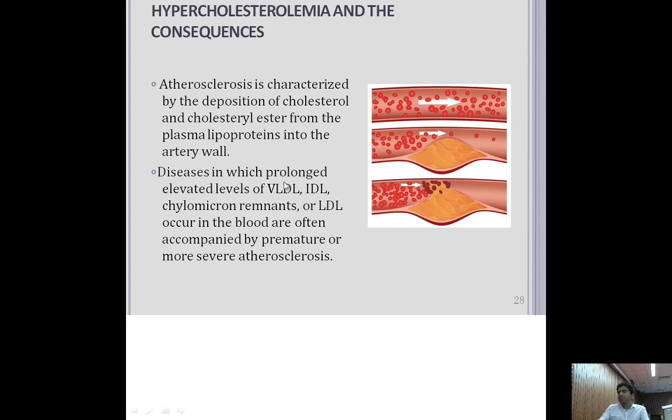So diseases in which prolonged elevated levels of LDL, IDL, VLDL occur in the body are often accompanied by premature and more severe atherosclerosis. So increased circulation of LDL, VLDL, IDL predisposes a person to the formation of atherosclerotic plaque.